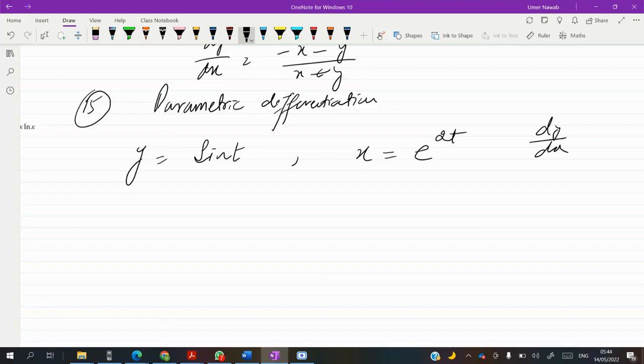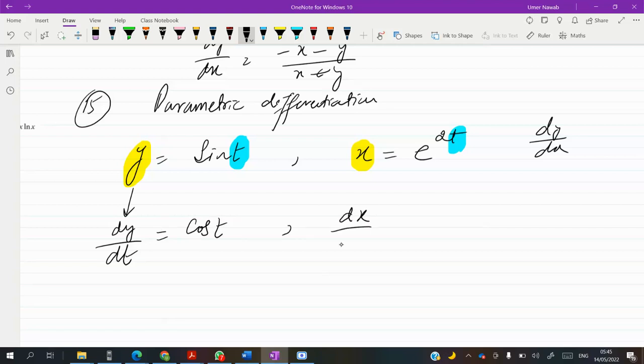So guys, you can see now your y is given in terms of t, and your x is given in terms of t. Such a pair of equations is called parametric equations. These will be dealt with separately. From here I will find dy by dt because the variable on the other side is t. So dy by dt gives me cosine of t, and from here I will find dx over dt, and it will give me 2e^2t.